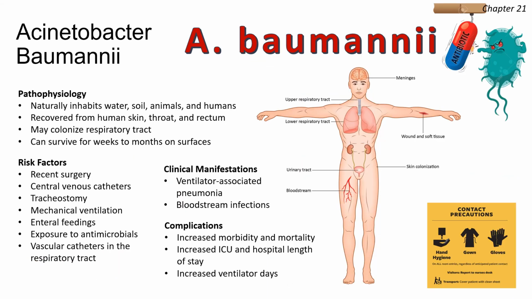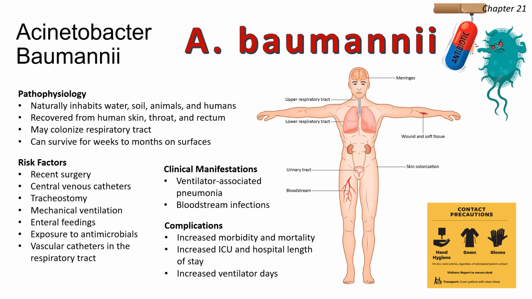Next superbug is Acinetobacter baumannii, or A. baumannii. In the hospital, we don't say A. baumannii, we just say Acinetobacter. So the pathophys on this one, this bacteria naturally lives in water, soil, on animals and humans. It can be recovered from the skin, the throat, and the rectum.